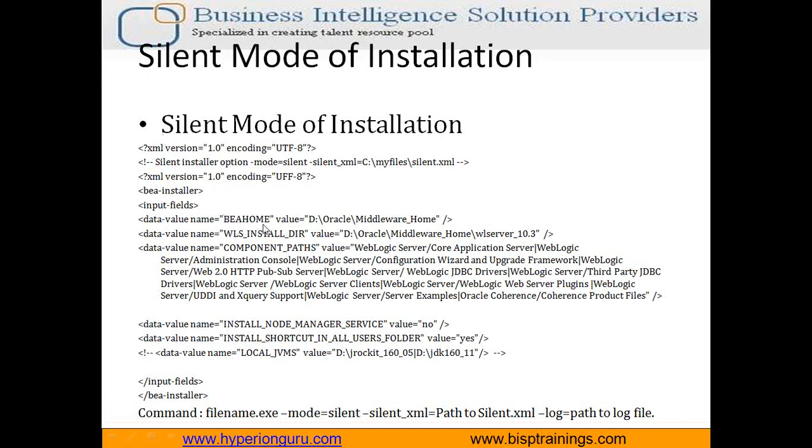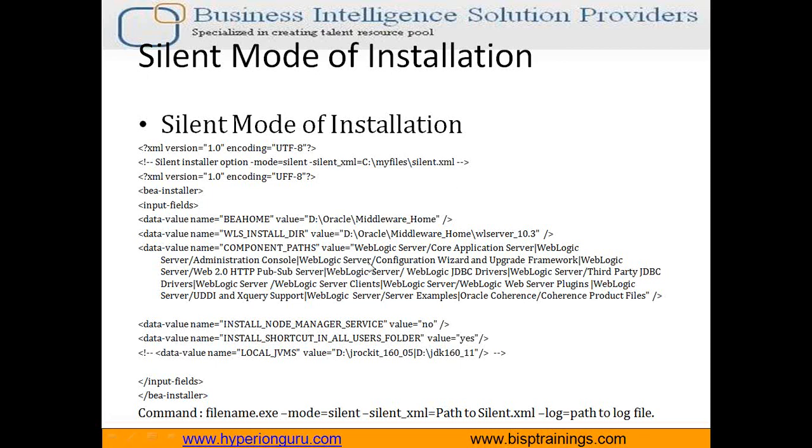You need to provide the BEA home directory, what we call the WebLogic home directory. This is the WLS installation directory, where exactly we need to install. It's a value name, and the value we need to give like this. And the component paths, what exactly the components you need to install. See, I want to install a WebLogic server. Under that, I want to install the core application server. So like this, we need to have the components.